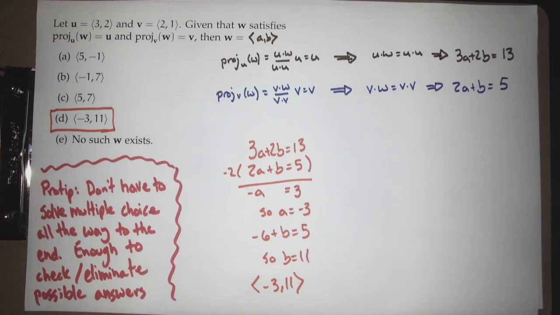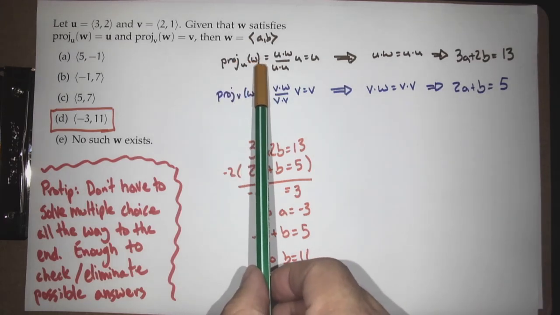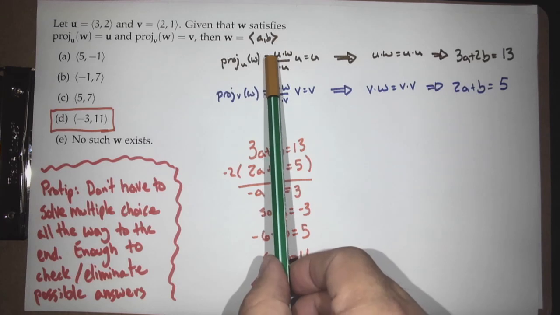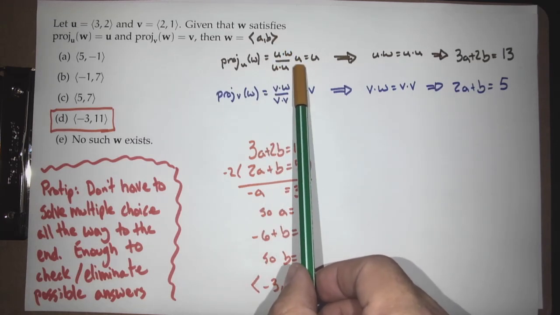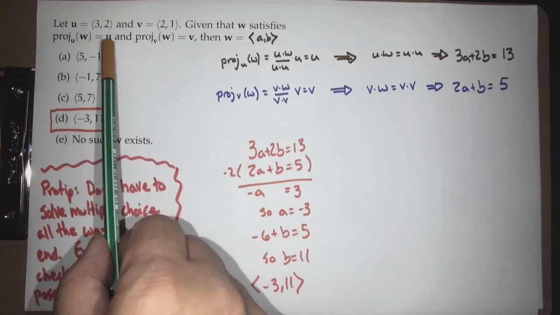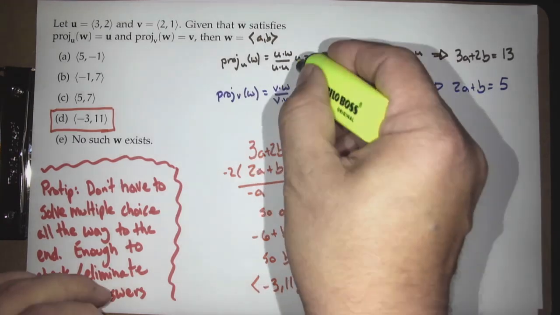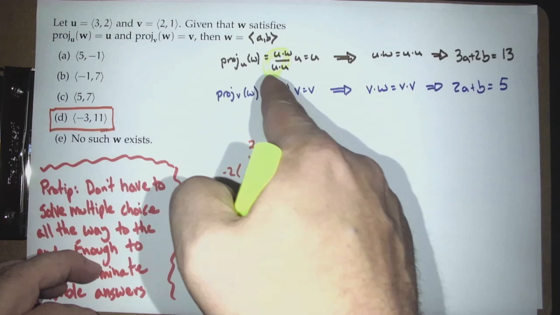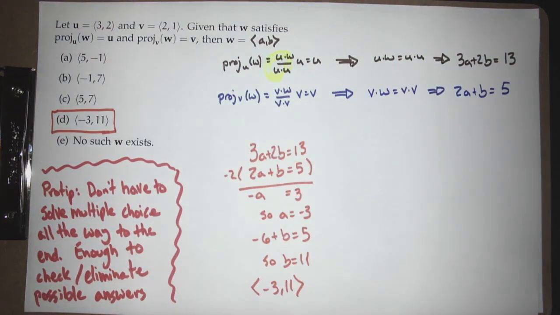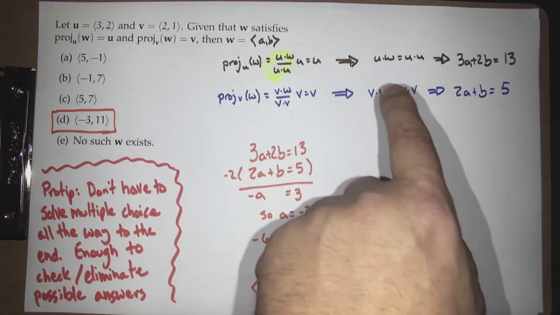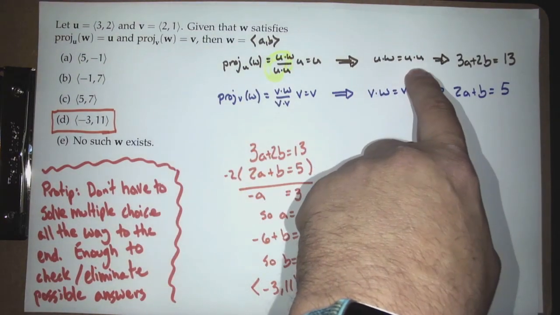Well, the first thing is to say, I have a formula for projection, so let's write it down. I know that the projection of W onto U is U dot W over U dot U times U. But I know the end result is U. That tells us something. It says, hey, this part in front better be 1. So that leads us to saying that U dot W is U dot U.